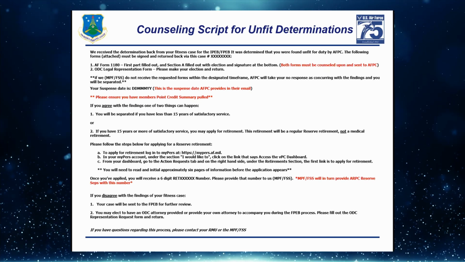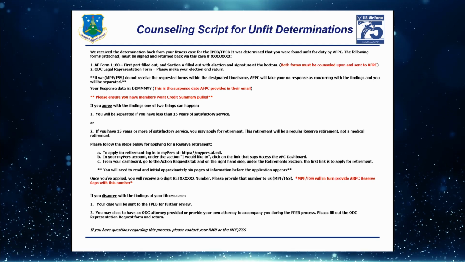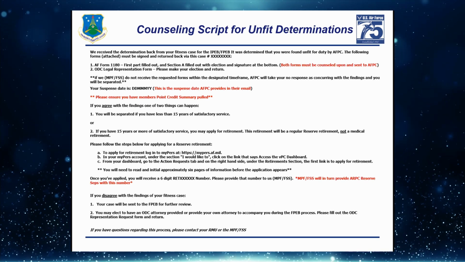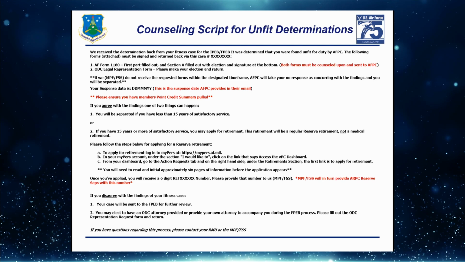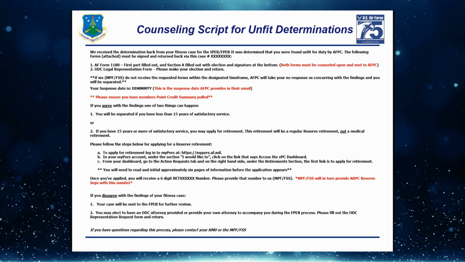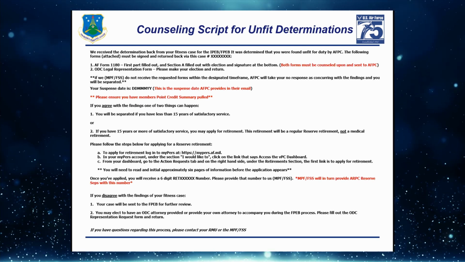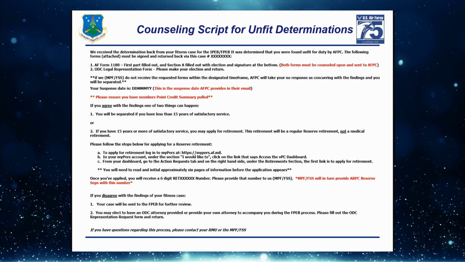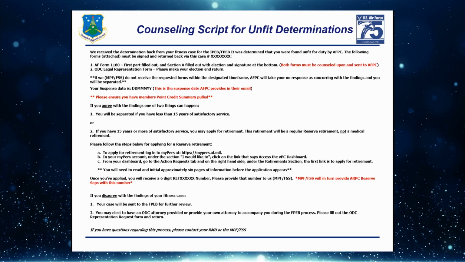But so if a member agrees with the findings, one of 2 things can happen. They will either be separated if they have less than 15 years of satisfactory service, or if they have more than 15 years of satisfactory service, and this is where that point credit summary comes in. You're going to want to see how many SAT service years they have. They are able to apply for retirement. Now, this retirement is a regular reserve retirement, not a medical retirement. And it actually has the steps below for how to apply. It's through VPC dashboard, and it will walk the member through how to apply directly for retirement that way.